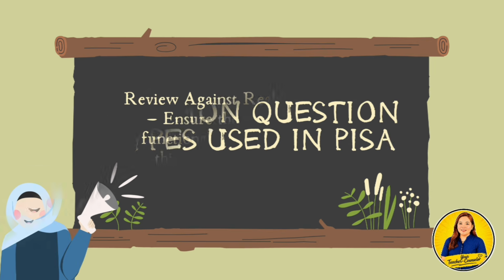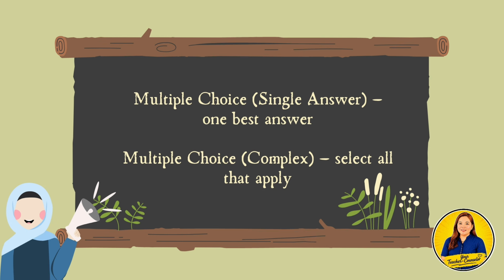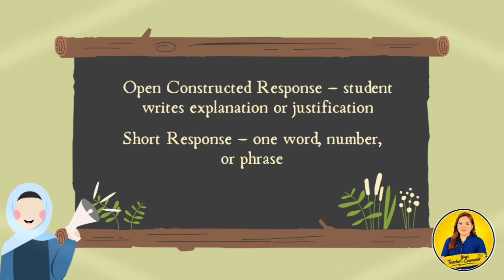Let's now look at the common question types used in PISA, since knowing these formats will help you diversify your own assessments. The first type is multiple choice, single answer, where there's one best answer, and multiple choice complex, where students must select all that apply, adding an extra layer of critical evaluation. Beyond multiple choice, PISA also uses open constructed response, where the student writes an explanation or justification, and short response, where the answer is simply one word, number, or phrase.